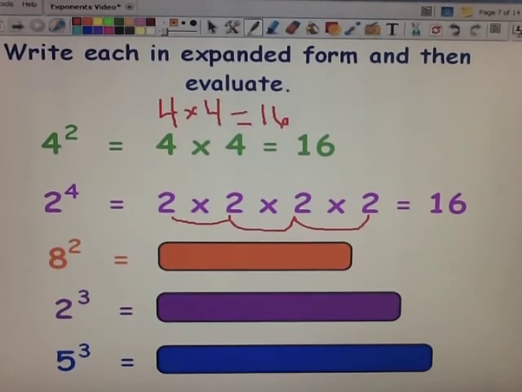Go ahead and pause the video, expand the last 3 examples, evaluate them, solve them, then resume the video, come back and check your answers.